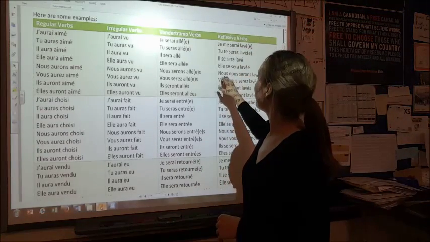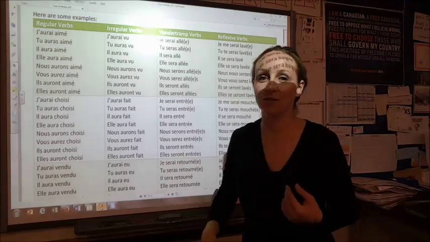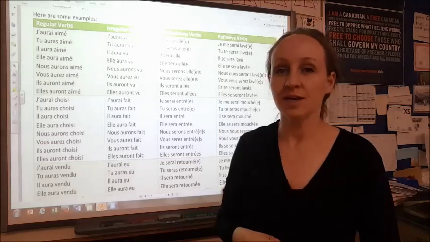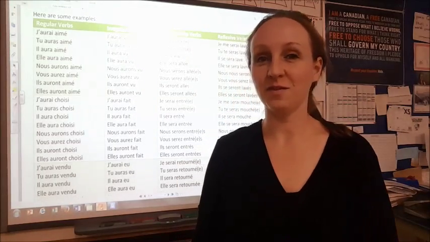And then again, reflexive verbs, let's say it's elle sera lavée. We still have to make the laver match with her, and it still has to use être because it's a reflexive verb. So that is the futur antérieur.